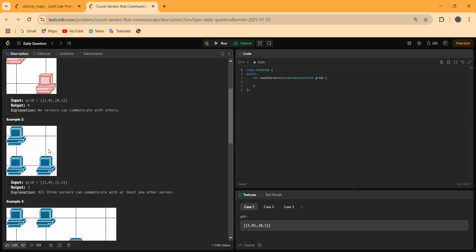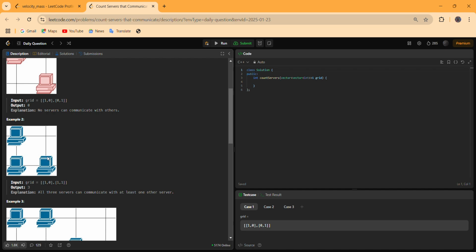Now again moving forward, we find a server at the 0 comma 1 place. For this server we move upwards, and moving upwards we find a server, so the count is incremented by 1, that is, it is 2 now. We cannot move left and downwards, so we move rightwards, and we find another server that is unvisited, so the count is incremented by 1, that is, it is 3 now.